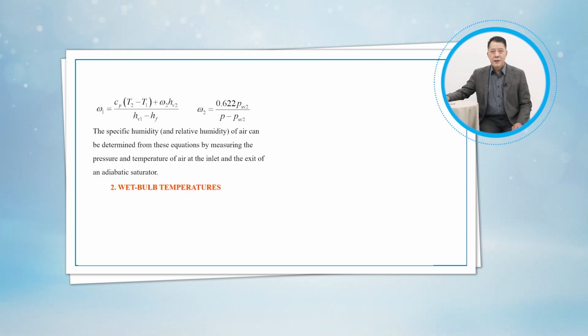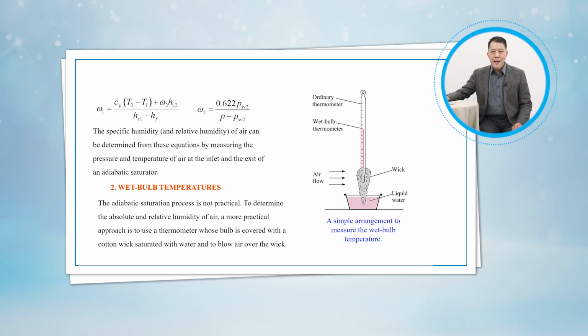Now, let's talk about the wet bulb temperature. The adiabatic saturation process discussed above provides a means of determining the absolute or relative humidity of air, but it requires a long channel or a spray mechanism to achieve saturation conditions at the exit.